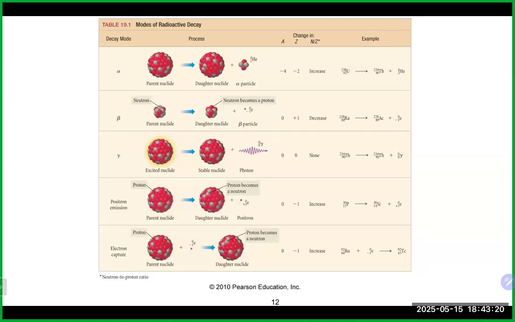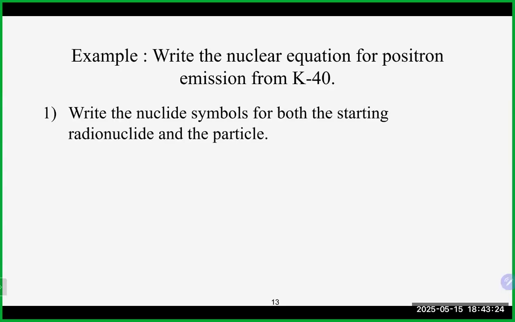Here's a picture in case you didn't like all the other stuff that we were talking about there. All right, why don't you try this one here? Write the nuclear equation for the positron emission of potassium-40. That 40 would be which number? The atomic number or the mass number?